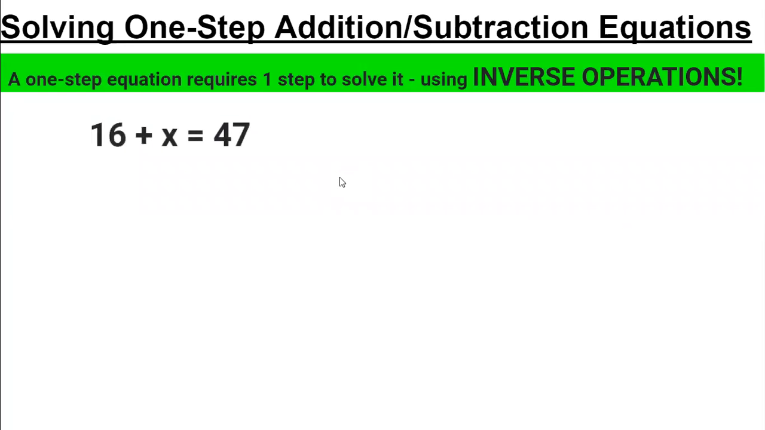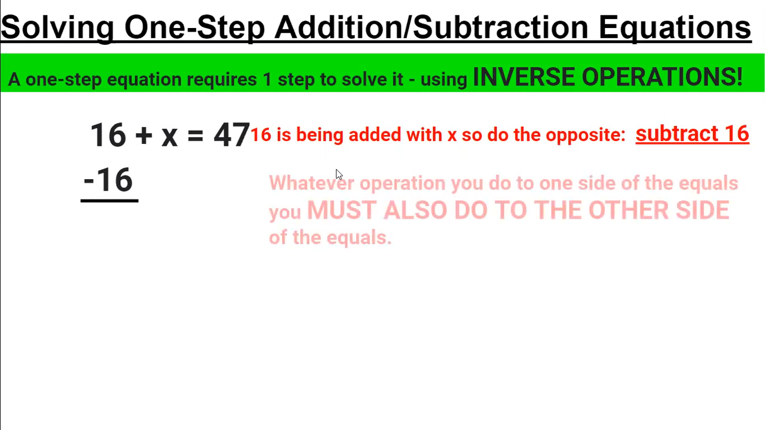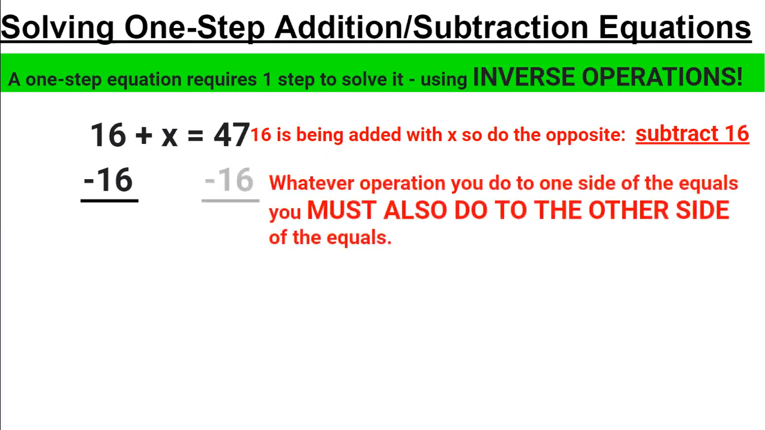16 plus x equals 47. 16 is being added with x, so do the opposite. Subtract 16. Whatever you do to one side of the equation on the equals, you have to do to the other side. So now we get 16 minus 16 is 0. The x is still there. And 47 minus 16 is 31.